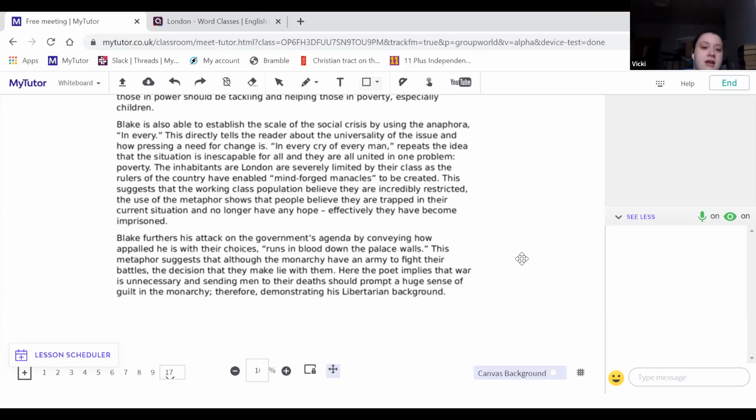Blake furthers his attack on the government's agenda by conveying how appalled he is with their choices: "runs in blood down the palace walls". This metaphor suggests that although the monarchy have an army to fight their battles, the decisions that they make lie with them. Here the poet implies that war is unnecessary and sending men to their deaths should prompt a huge sense of guilt in the monarchy, therefore demonstrating his libertarian background. So again, looking at the bigger picture, don't worry too much if you forget about libertarian, but I think it's an interesting background fact to know.